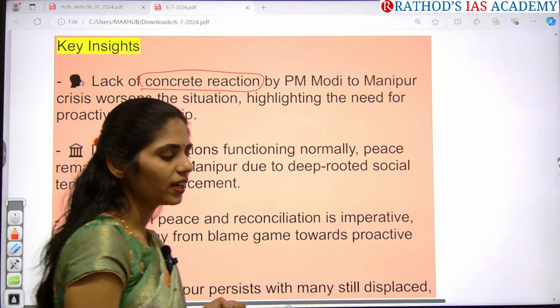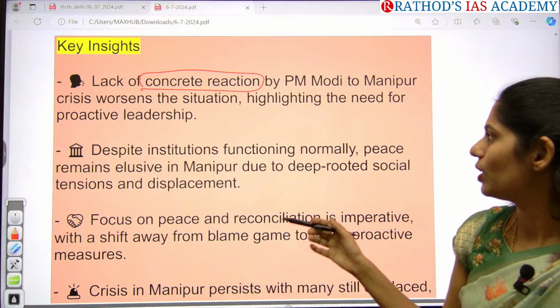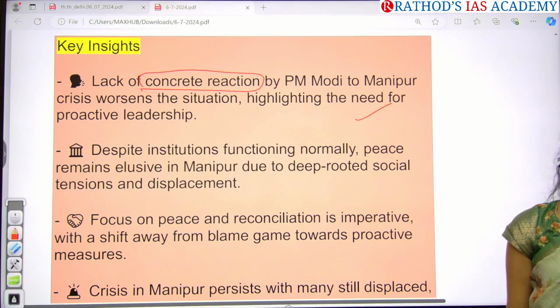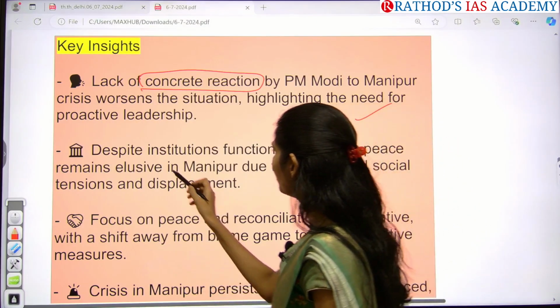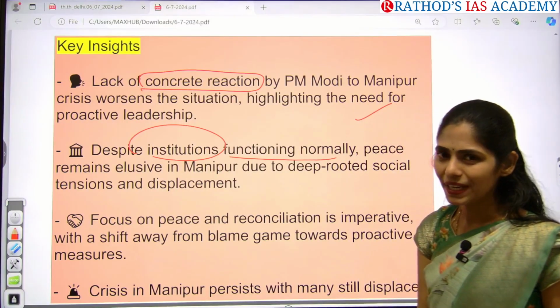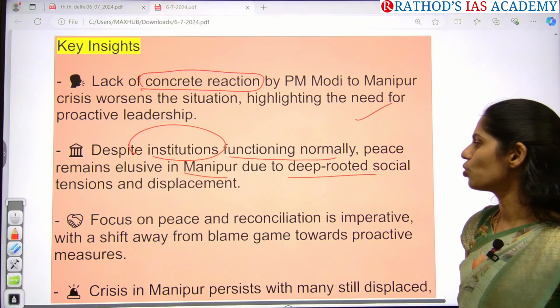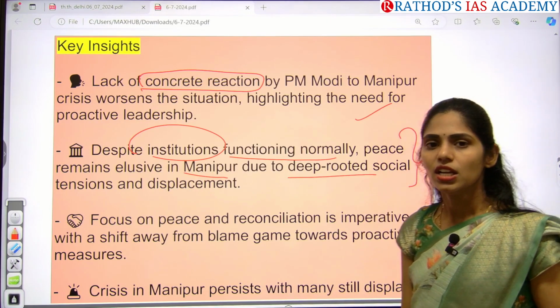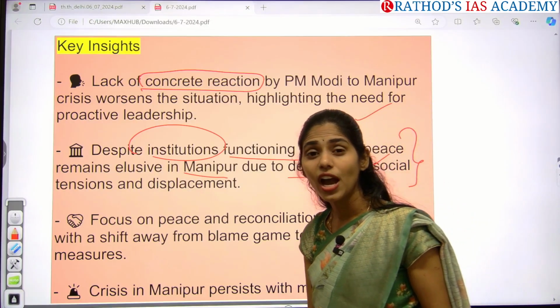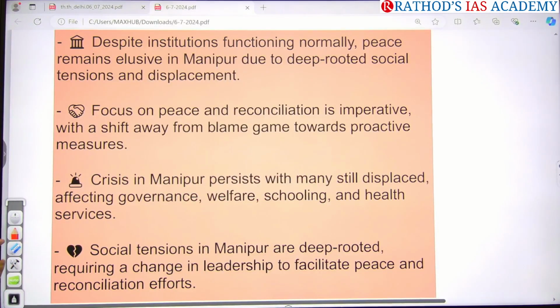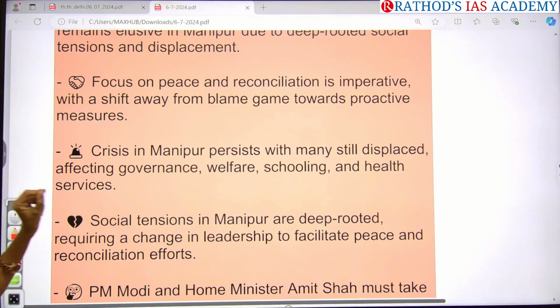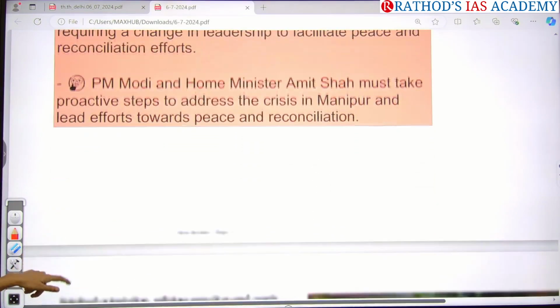Because of this lack of attention from the PM's side, the article says we need proactive leadership focused on ensuring peace and stability of the region. Despite different institutions functioning normally, peace remains elusive in Manipur due to deep-rooted social tensions and displacement. So the government needs to focus on peace and the reconciliation process, on proper governance and welfare of the people, and on encouraging proper schooling and health services in this region. That is what is mainly said here.